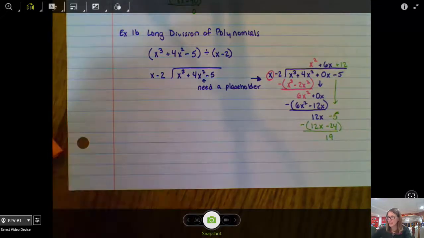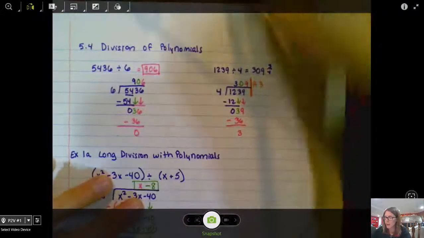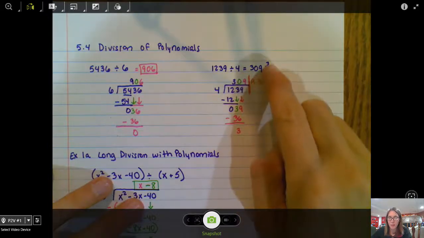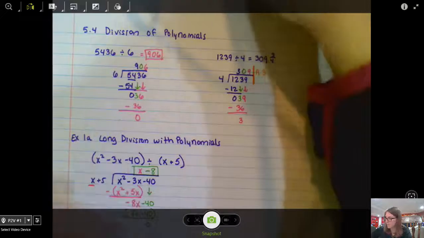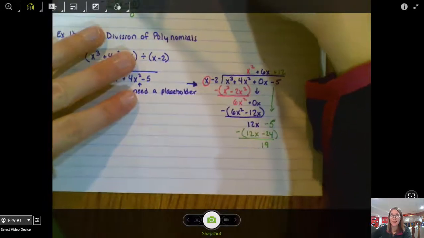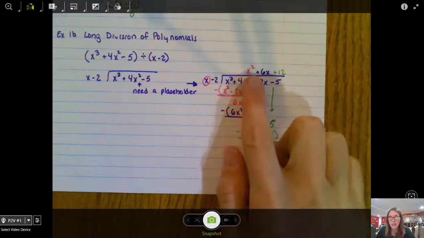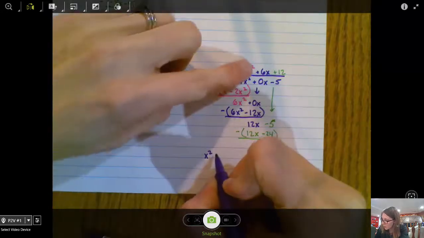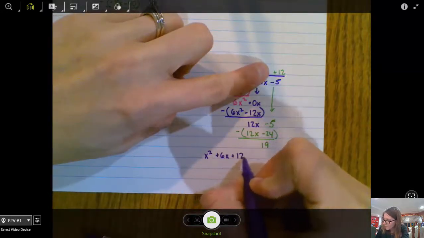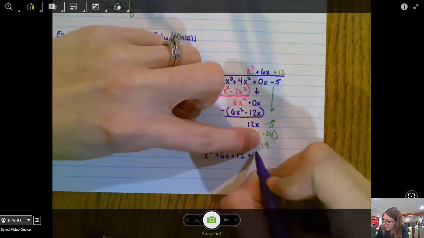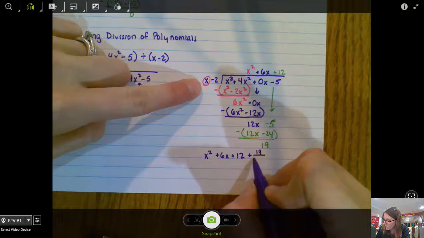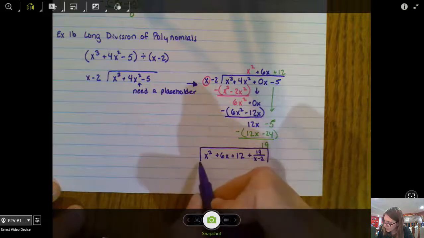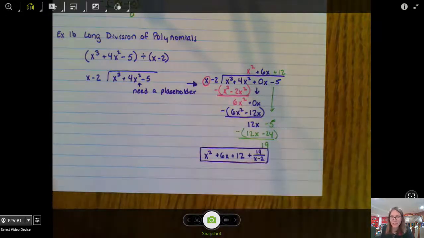So how I want to write this, similar to what I did up at the top when I had a remainder, when we had 309, remainder 3: 309 and 3 over what we divided by. Now in this case, since we have a polynomial, where each term has addition in between, I'm going to do something similar. I have x squared plus 6x plus 12, and then I'm going to add 19 over what we divided by. And that is my final answer. X squared plus 6x plus 12 plus 19 over x minus 2.